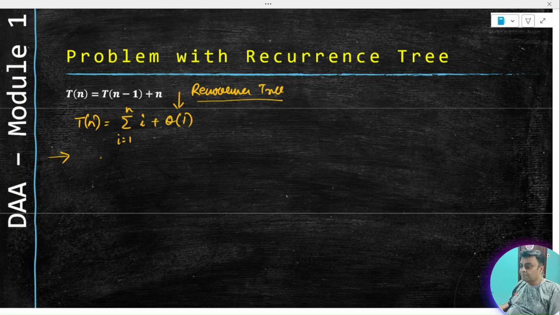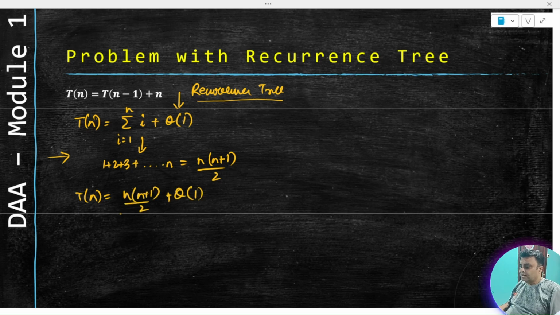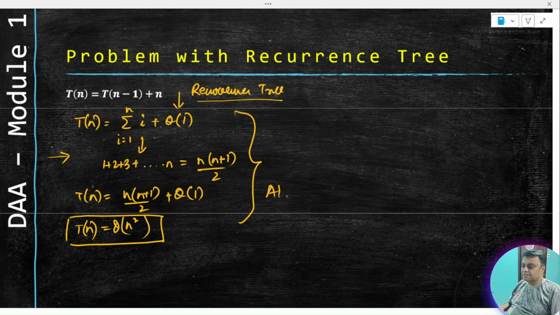So I will say that this particular situation is like this: 1 plus 2 plus 3 plus dot dot dot n, which actually evaluates to n times (n plus 1) by 2, and therefore I can write T(n) as n(n+1)/2 plus theta of 1, and here the dominant term is n squared, so I can therefore write T(n) as theta of n squared. So this is what I would have written. What did I do here? I did simple algebra. Did the recurrence tree help me? It didn't. So the recurrence tree cannot help you solve the problem completely.